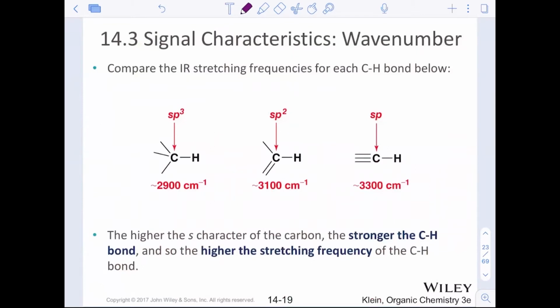Now, comparing the stretching frequencies for different types of bond lengths and bond strengths. For sp3, sp2, and sp carbons, we know that those orbitals get smaller the more s character they have. The sp hybrid orbital is smaller, and therefore this bond is stronger.